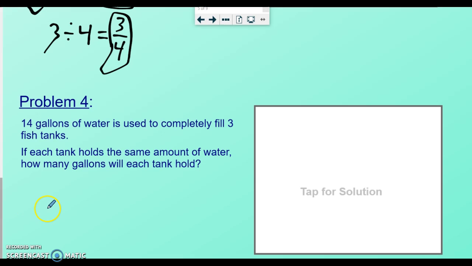Okay, here we go. This one is for you. This one's a little bit bigger, but I know you can handle it. We've got 14 gallons of water is used to completely fill 3 fish tanks. Okay, I'll get you started here. You've got 14 gallons of water. That's what your tape diagram represents. And you want to completely fill 3 fish tanks. So we're going to split this into 3. So friends, I'm going to give you about 45 seconds. Do it quick. Go ahead and divide these two numbers and come up with an answer.